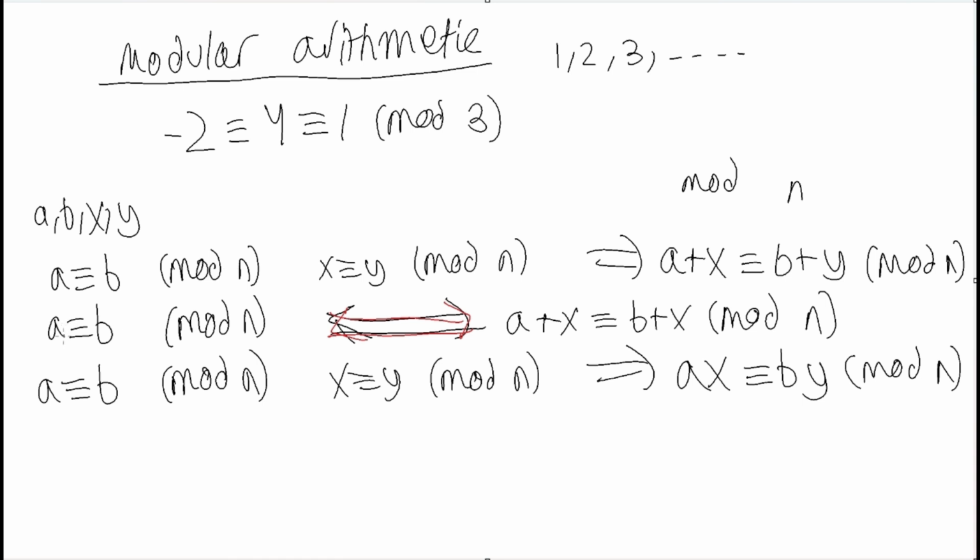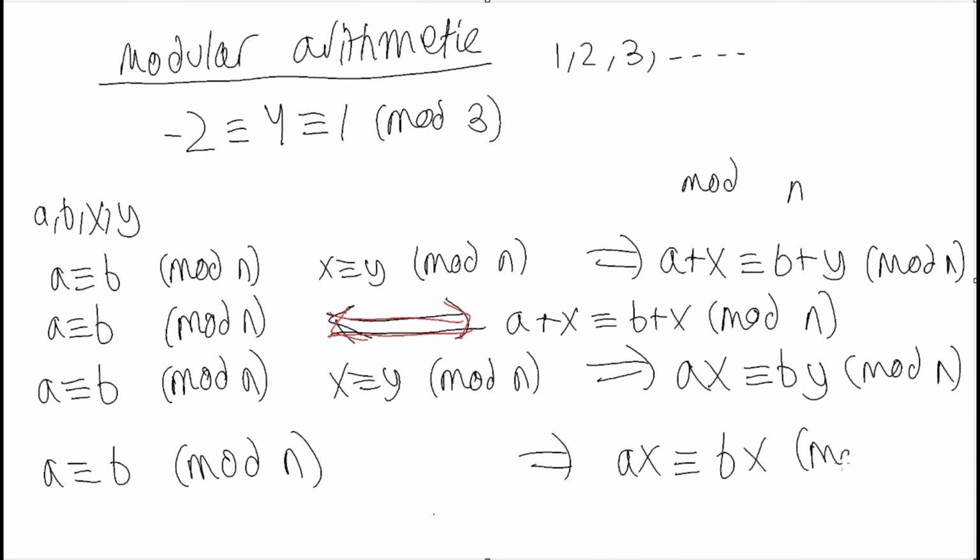And can we say something similar to the second item about multiplication then? Well, almost. Suppose that a is equivalent to b mod n, and that means that ax is equivalent to bx mod n.